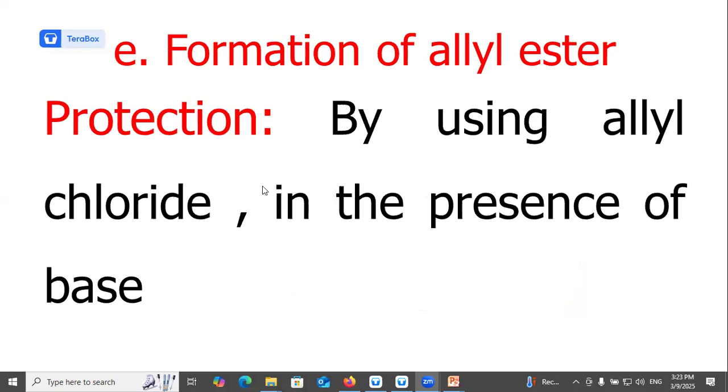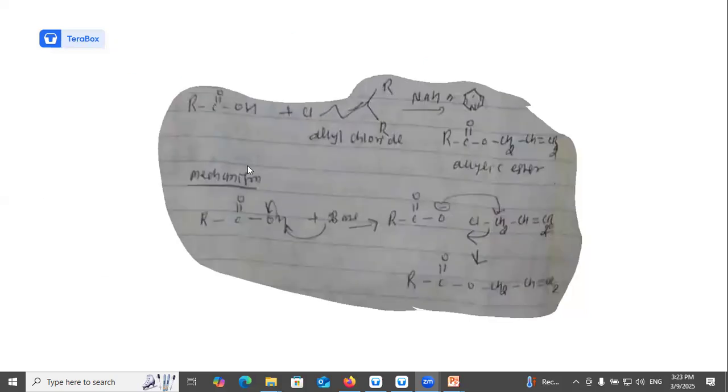Formation of allyl ester protection by using allyl chloride in the presence of base. If acid is treated with allyl chloride in the presence of base, we will get allylic ester. In the mechanism, the base abstracts the hydrogen from the acid, giving a negatively charged oxygen, and this negatively charged oxygen attacks the carbon of the allyl chloride and we will get allylic ester.